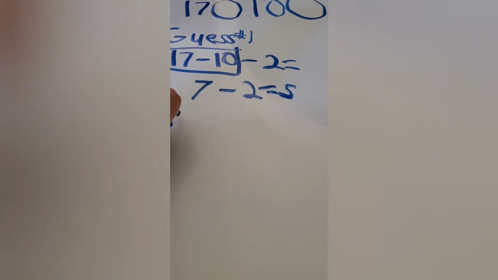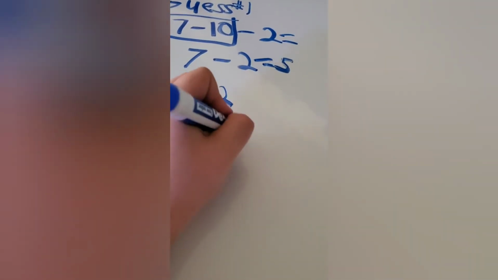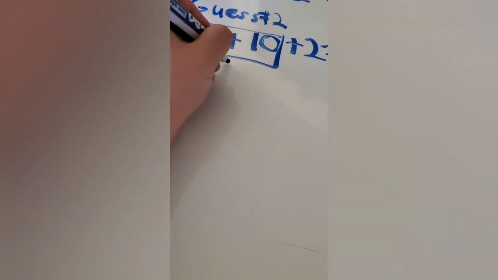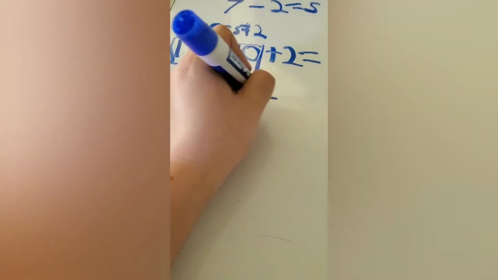So now I'm going to try guess number 2. So this time I'm going to do addition signs on both sides. Let's see if that gets it right. So 17 plus 10 is, whoops, I forgot a step. Square that off, and then I'm going to write the answer down below. 17 plus 10 is 27. And 27, I'm bringing this part down here. 27 plus 2 is 29.